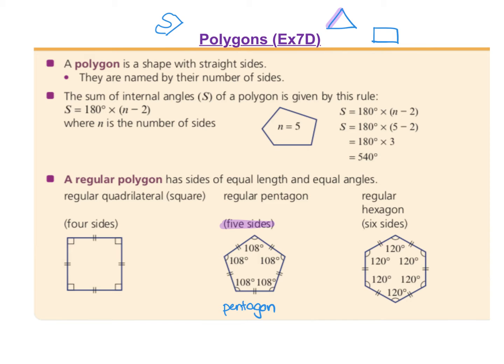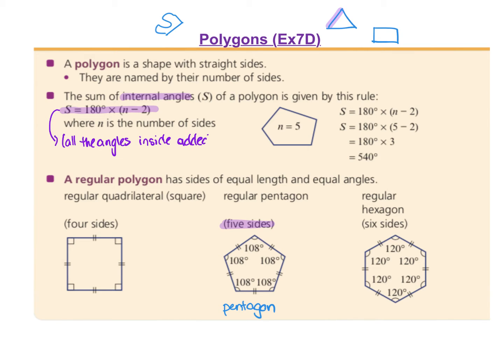But anyway, we have a formula to find out how much all the angles inside, the interior angles, add up to if you have a polygon, as long as you know how many sides. So here is that formula to find all the angles added up. Maybe you might want to write that this is all the angles inside added up, yeah?